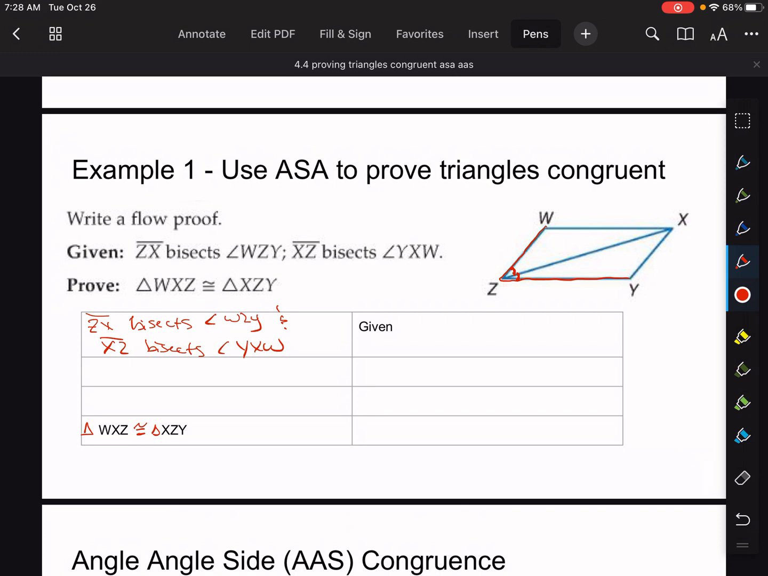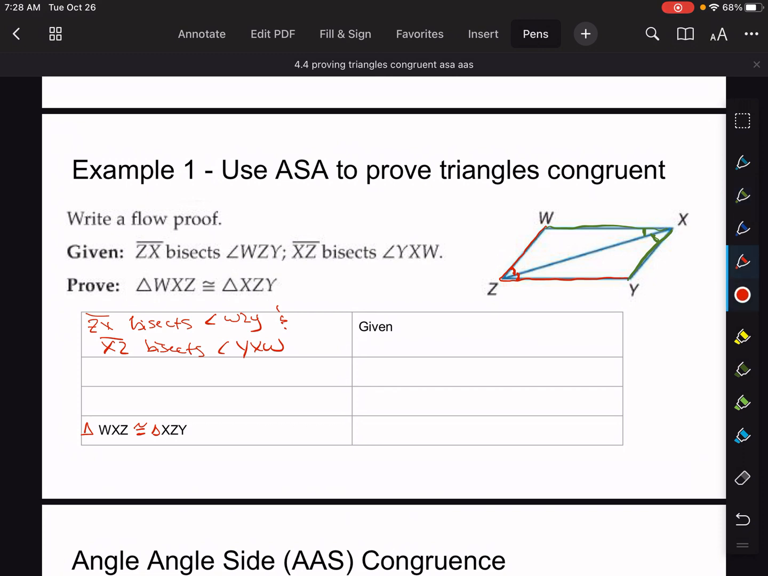And then we also know that XZ bisects YXW, which if we switch colors here, let's switch to green. If we trace that, that's this angle, right? So what that's saying is that this is congruent to this, even though, again, it may not look like it. This is telling us that it is. All right. So the very first thing is we need to use our definition of a bisector to show that those things are congruent, right? So let's do that. We could do it both on the same line here.